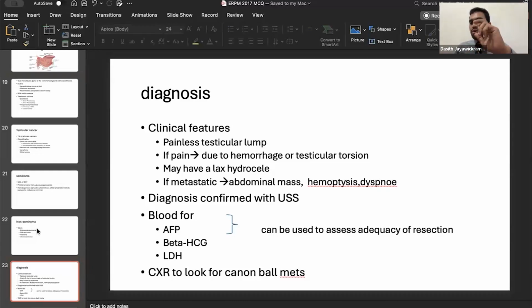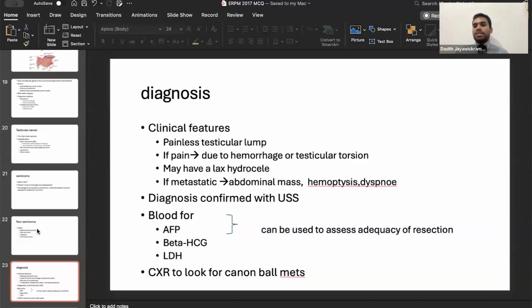Sometimes the blood vessels also can exert pressure and cause pain. Okay, and sometimes, now we know, one of the etiologies for hydrocele is also testicular malignancy. So if the patient comes with a lax hydrocele, then again we should have suspicion this might be a malignancy, so we should examine the testis properly. If we can't, then we should order an ultrasound scan to diagnose.